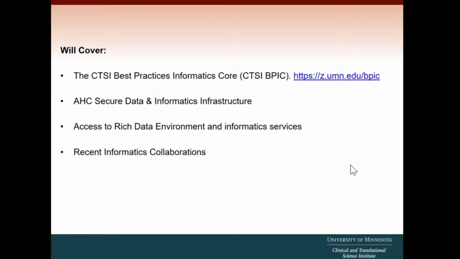Then number two, we're going to cover the infrastructure. What is the current infrastructure, the secure and compliant infrastructure? What are the data sources? How can you actually get access to the rich data environment and informatics services? And then I'll mention some of the recent informatics collaborations that we established with various departments.